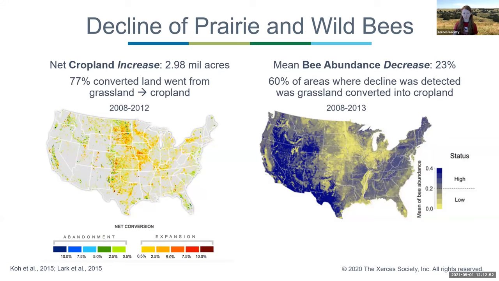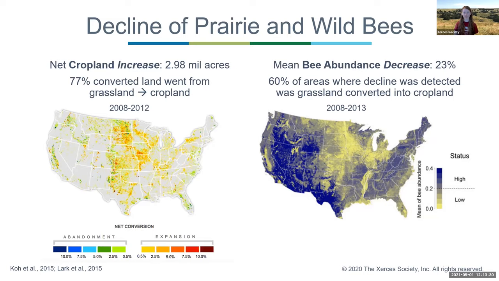And looking one step closer, these were from areas that were converted from grassland into cropland. 77% of land that was converted into cropland is showing on the figure on the left, and on the right, where they saw the bee abundance decrease, 60% of those areas is where grassland was converted into cropland. So we know that there is habitat loss that is contributing to bee decline, right? There's strong overlap, especially here in the Midwest.